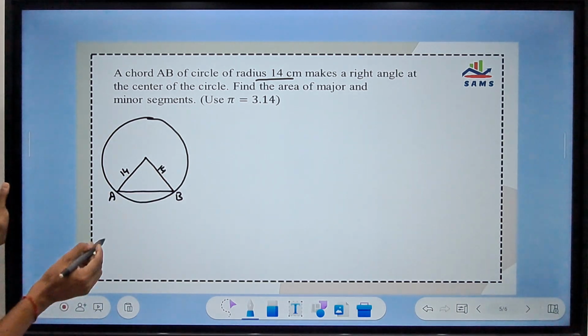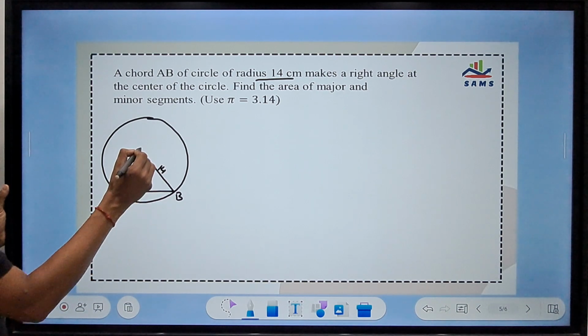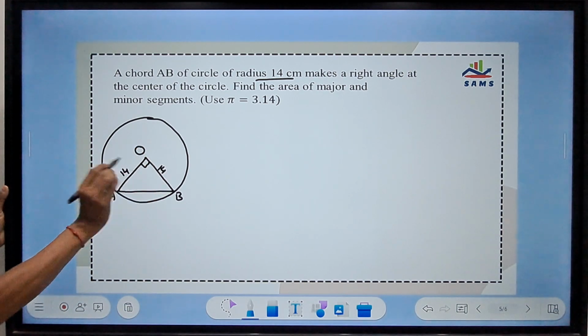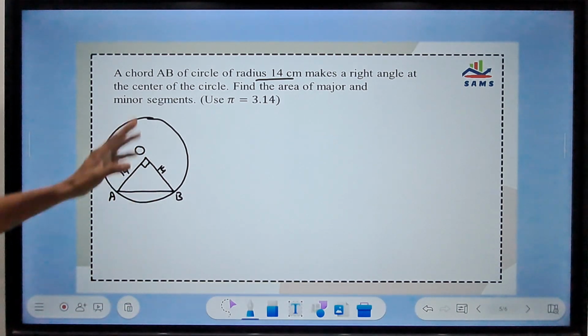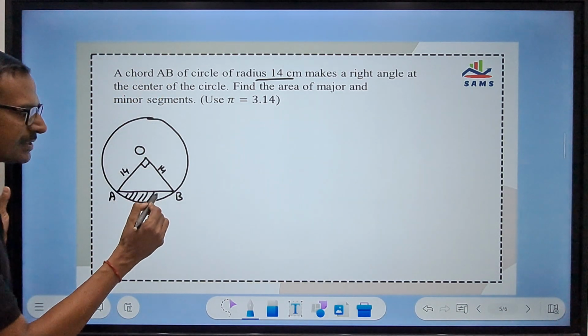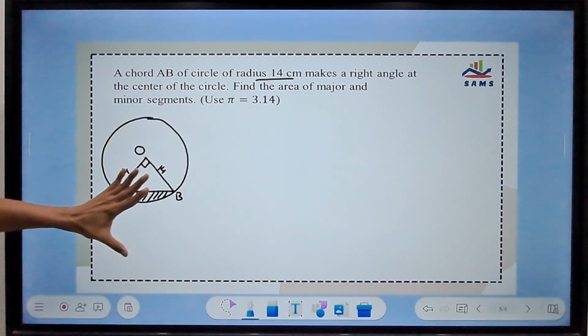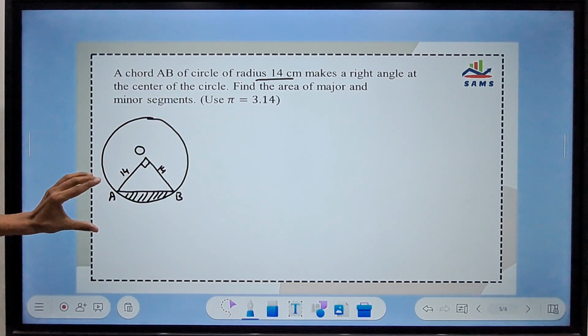Makes a right angle at the center. So see, this angle is 90 degrees. So the chord is subtending an angle of 90 degree at the center of the circle. Find the area of the major and minor segments. So we need to find this area. This is minor segment, and the major segment obviously will be circle minus the minor segment, right?